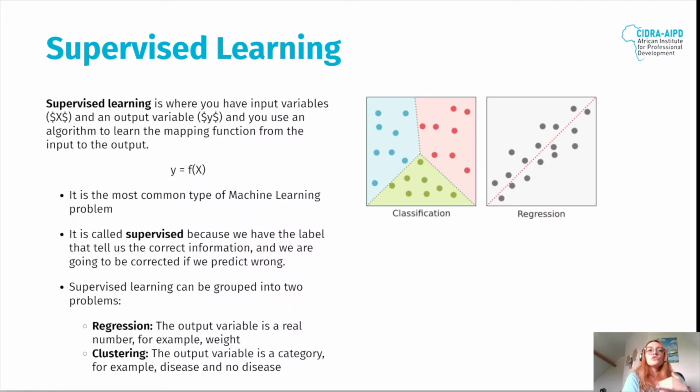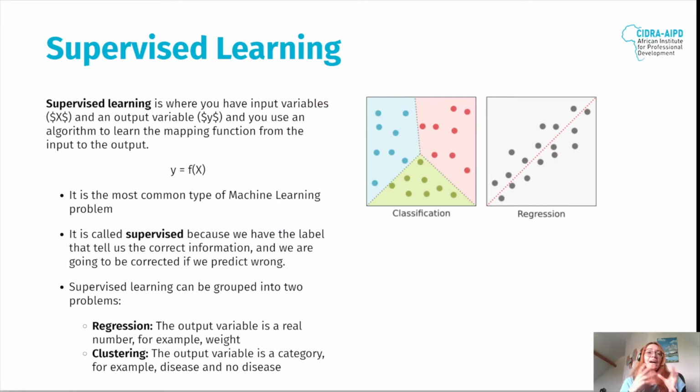So that's why we say that in supervised learning, we have input variables X and our output variable Y, and we want to create an algorithm that's going to learn how to map the input to the output. So you pretty much have a function of Y that receives X as its independent variables.